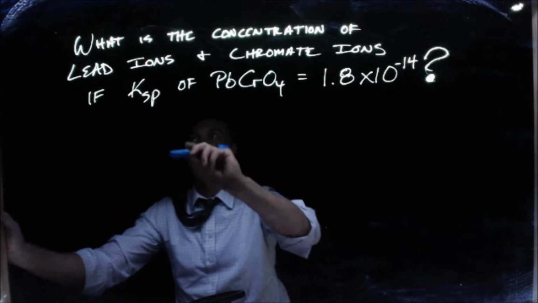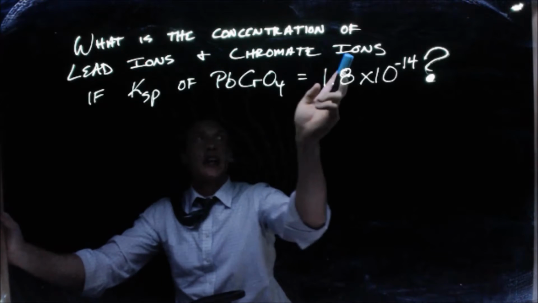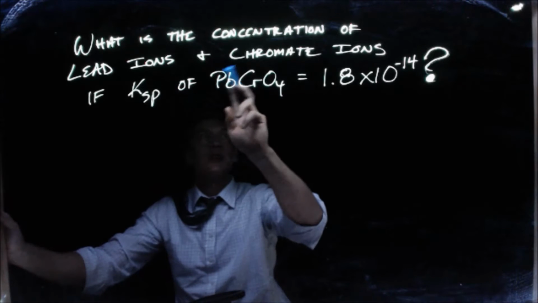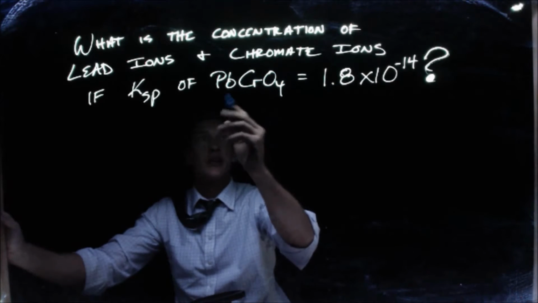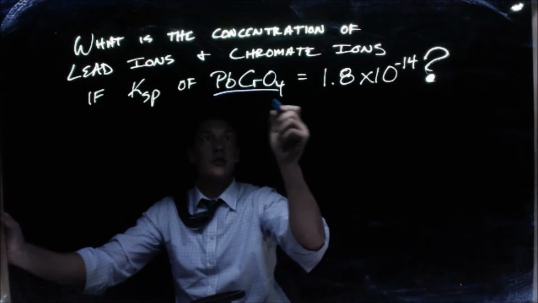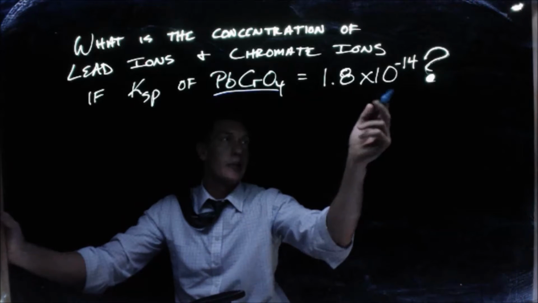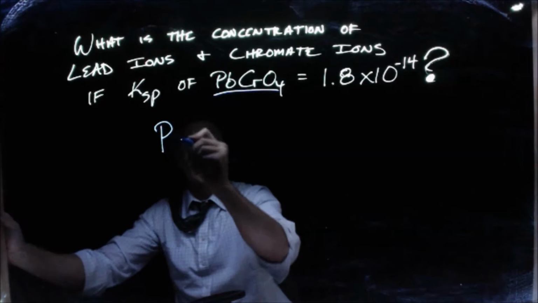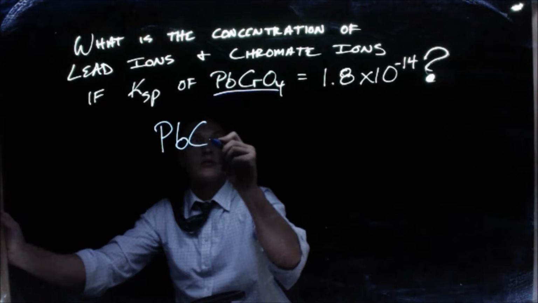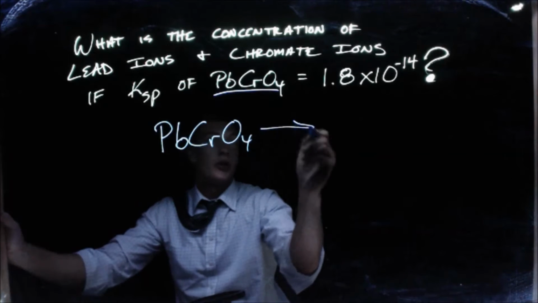The question we're going to tackle now is what is the concentration of lead ions and what is the concentration of chromate ions if Ksp of lead chromate is 1.8 times 10 to the negative 14th. So let's imagine we take some lead chromate, put it in some water.